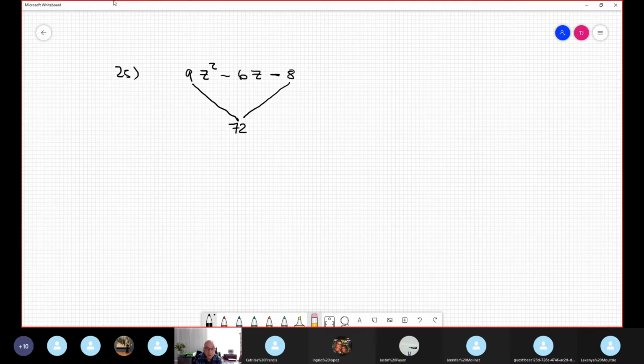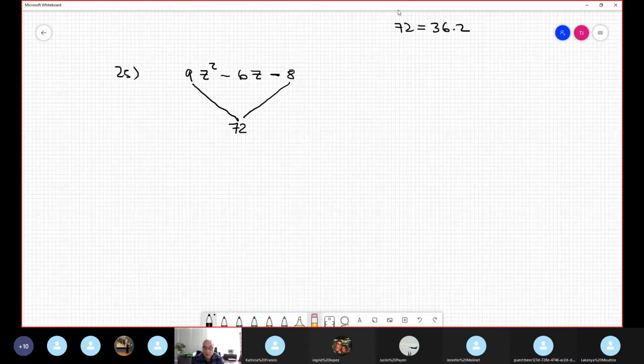Okay, and you analyze the factors of 72 that somehow give me 6. 72 is divisible by 2, I get 36. I put it in my calculator, guys. Cool down, relax, 72 divided by 2 is 36. Divided by 3 is 24.